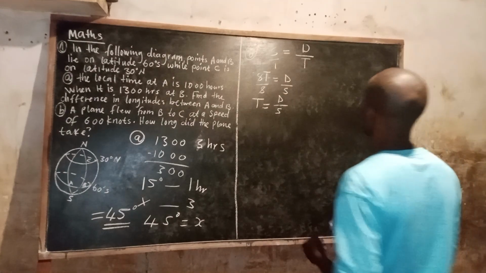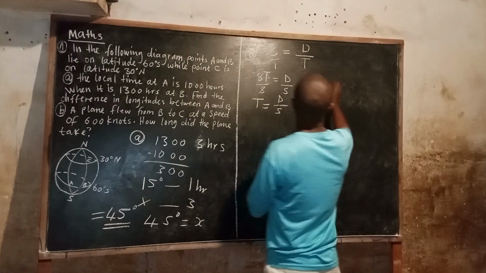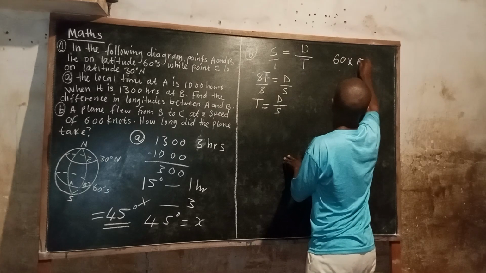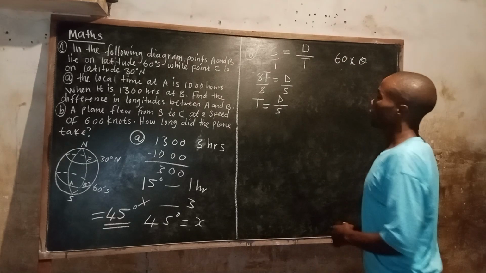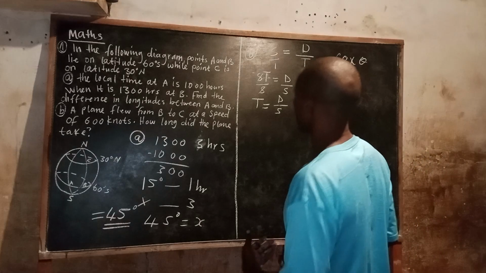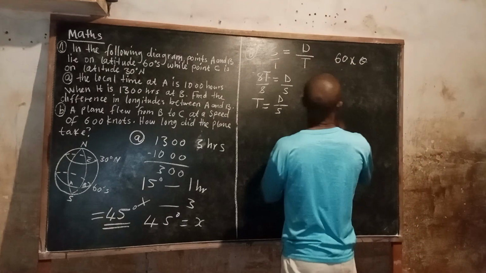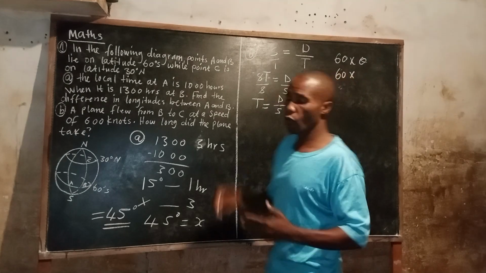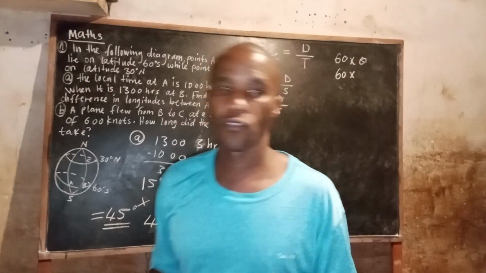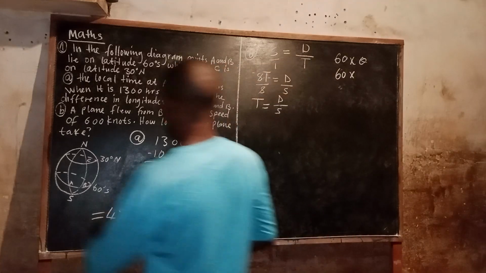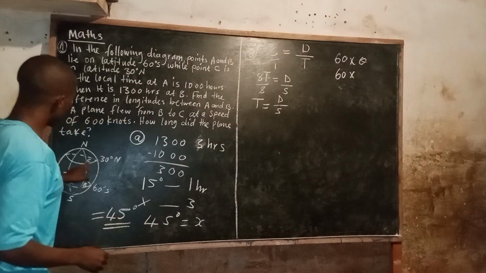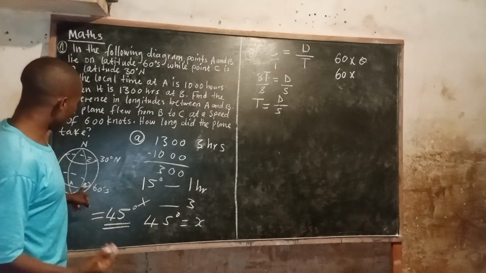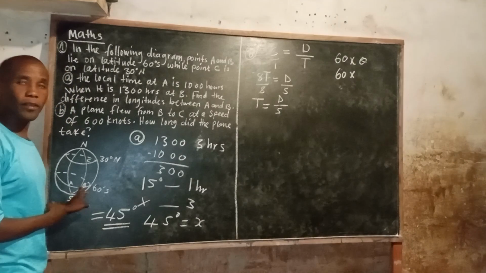Okay, so in this case, we are going to say distance is 60 times what? Theta. Okay, 60 times theta. So what is our theta between these 2 points? So remember, theta is always the difference between 2 points. So here we have these 2. So what is the difference between these 2 points? How do we find the difference? Here you are very much familiar with this.